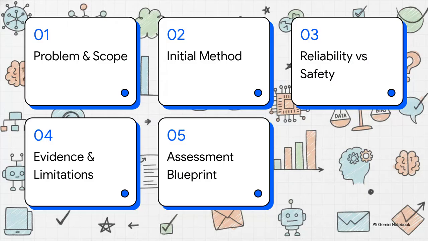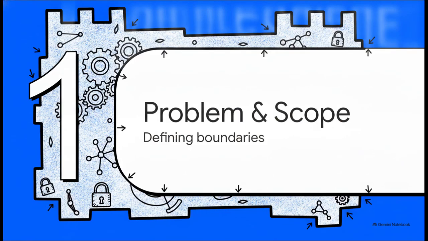To help you nail this every single time, we're going to cover 5 key pillars today: defining problem and scope, designing the initial method, reliability versus AI safety, navigating evidence and limitations, and finally, the final assessment blueprint. Let's start with part 1, defining problem and scope.